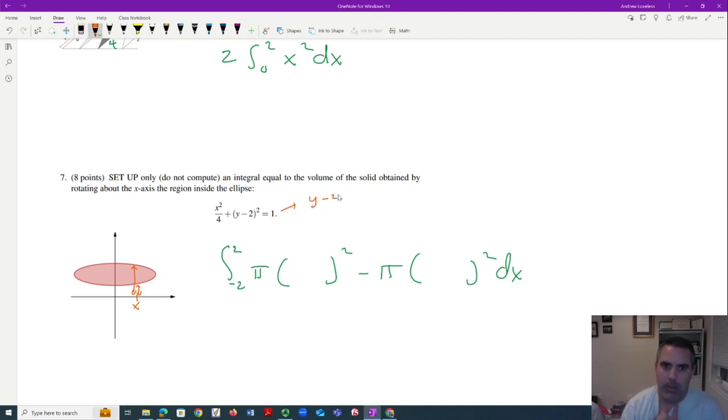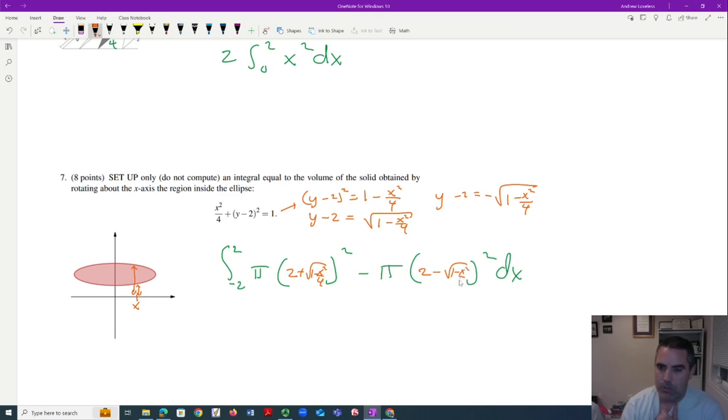And you get y minus 2 squared is 1 minus x squared over 4. And so you get y minus 2 is plus or minus. That's where the two answers are coming from. The other one is y minus 2 is negative square root of 1 minus x squared over 4. And so you're going to get 2 plus this. That's the further one because it's bigger. So 2 plus the square root of 1 minus x squared over 4, and 2 minus the square root of 1 minus x squared over 4.